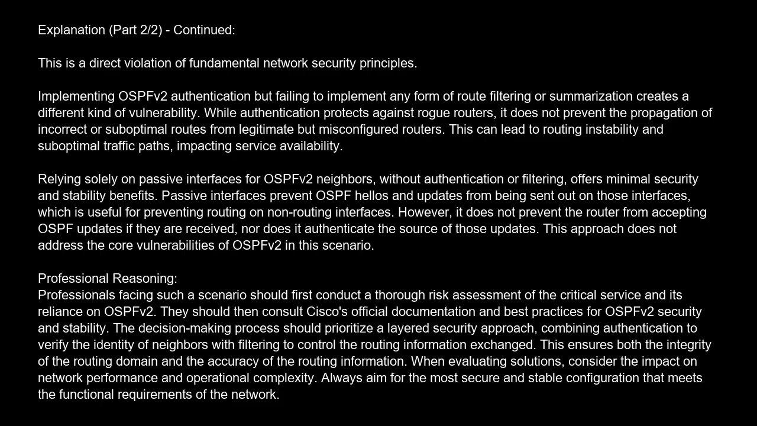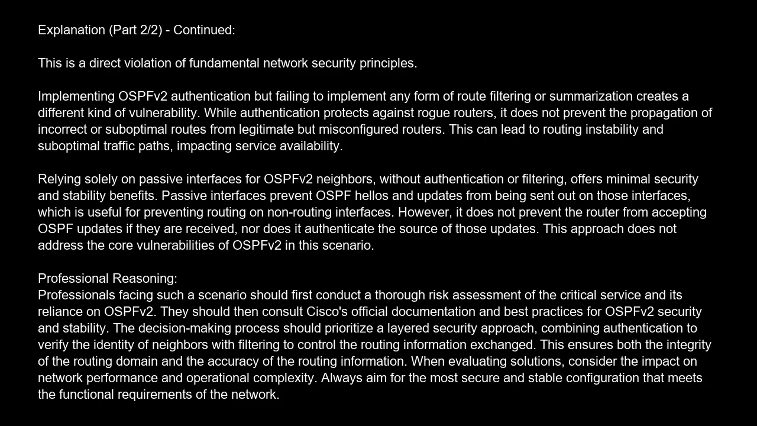Relying solely on passive interfaces for OSPF2 neighbors without authentication or filtering offers minimal security and stability benefits. Passive interfaces prevent OSPF hellos and updates from being sent out on those interfaces, which is useful for preventing routing on non-routing interfaces. However, it does not prevent the router from accepting OSPF updates if they are received, nor does it authenticate the source of those updates. This approach does not address the core vulnerabilities of OSPF2 in this scenario.